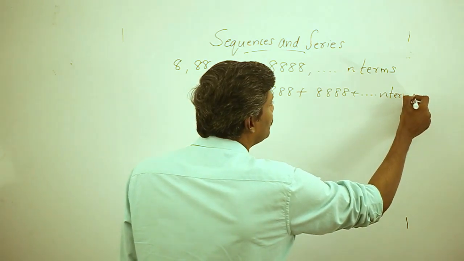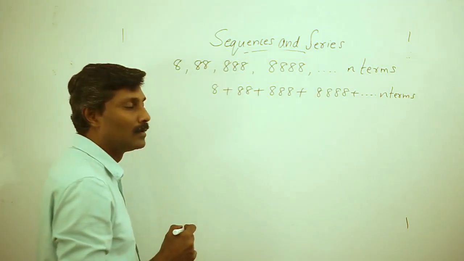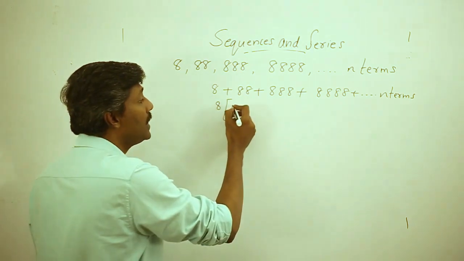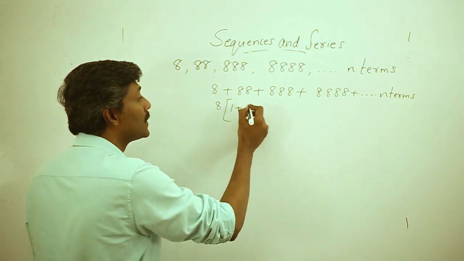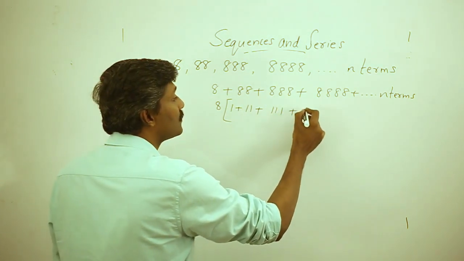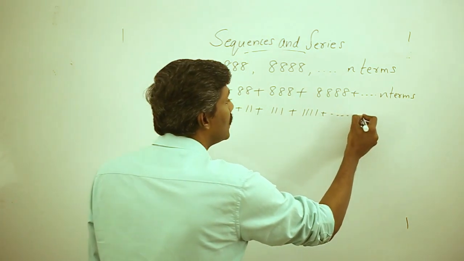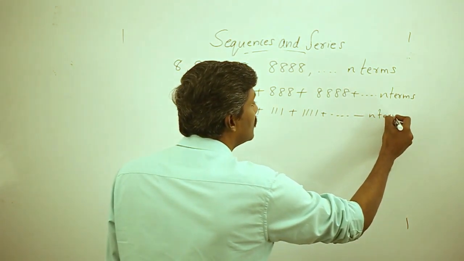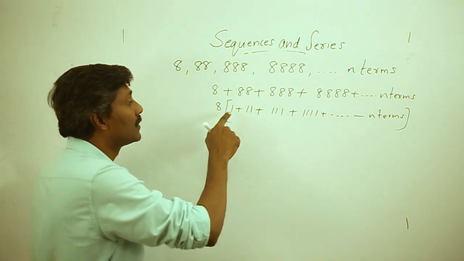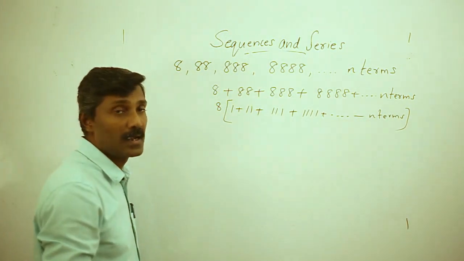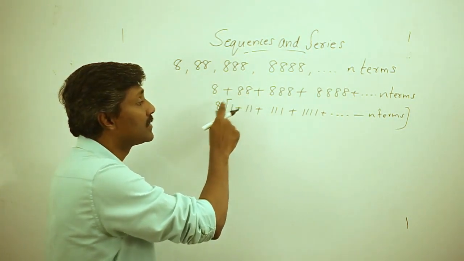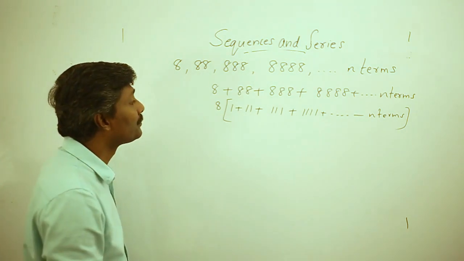Okay. Now we can write this like this: 8 into 1 plus 11 plus 111 plus 1111 plus etc. up to n terms. Correct? Is that clear to you? I have taken 8 outside and I have written the inside like this: 1 plus 11 plus and so on, because 8 into 1 is 8, 8 into 11 is 88, etc. Okay, understood?